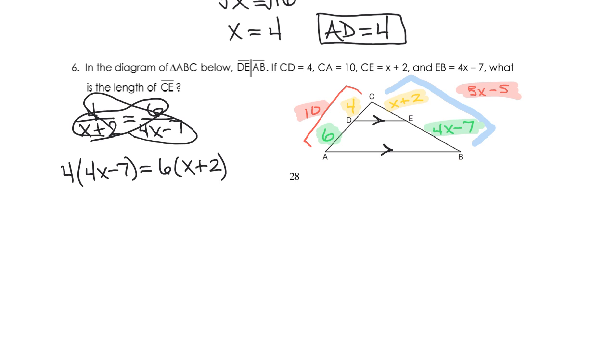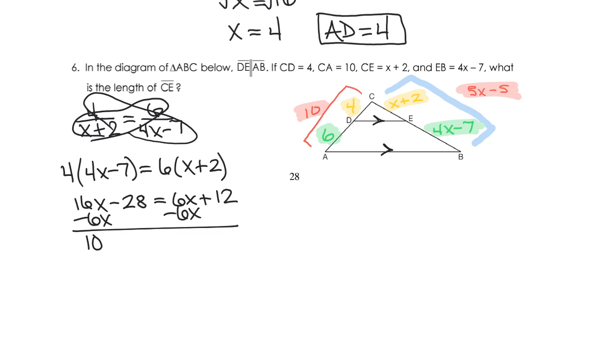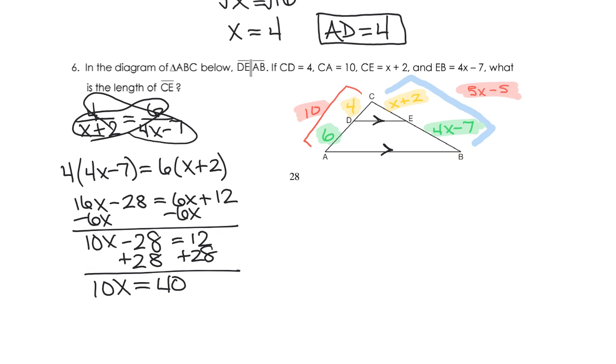If we distribute, we end up with 16x minus 28 equal to 6x plus 12. I'm going to go ahead and subtract my 6x, and I end up with 10x minus 28 equal to 12. I'm going to add my 28 to my 12, and I'm left with 10x equal to 40. Then I'm going to divide by 10, and x comes out to equal 4.